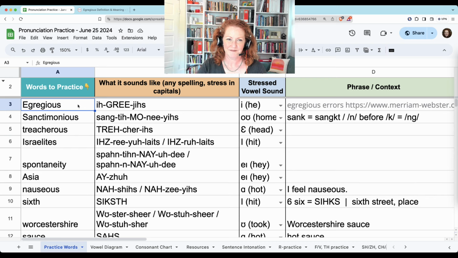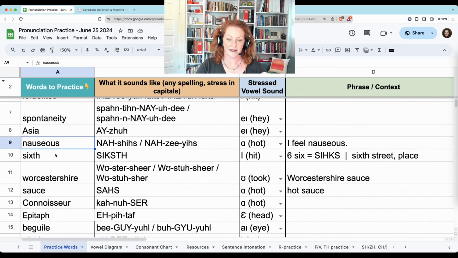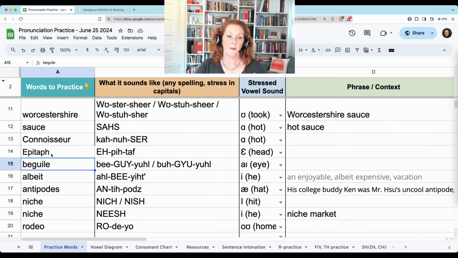I'll say without talking. Egregious. Sanctimonious. Treacherous. Israelites or Israelites. Spontaneity or spontaneity. Asia. Nauseous or nauseous. Sixth. Worcestershire. Sauce. Connoisseur. Epitaph. Beguile or beguile, albeit, antipodes, niche, or niche, rodeo. All right, that's it.